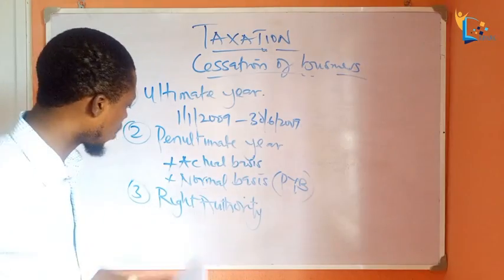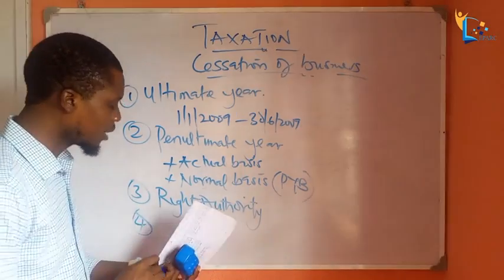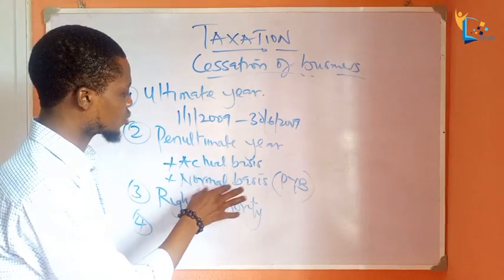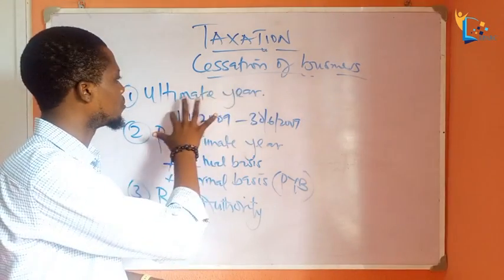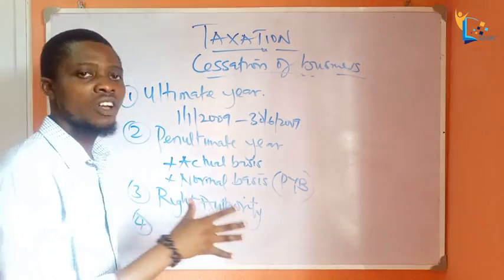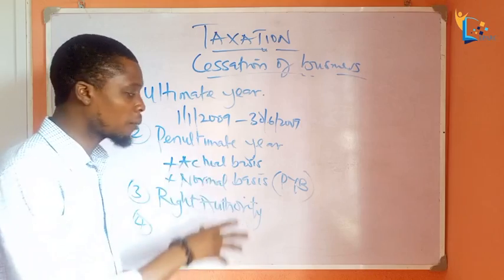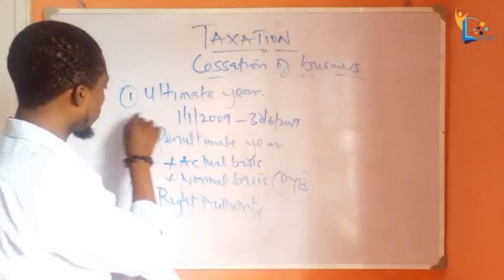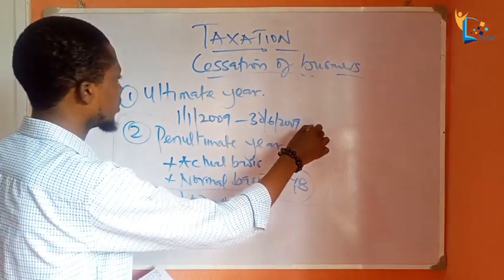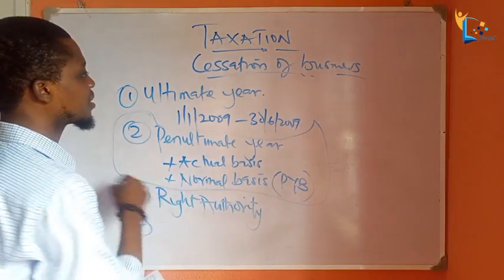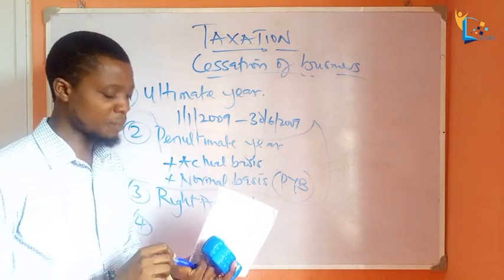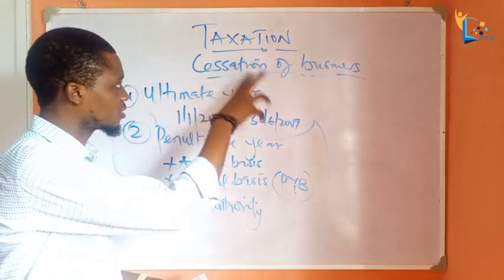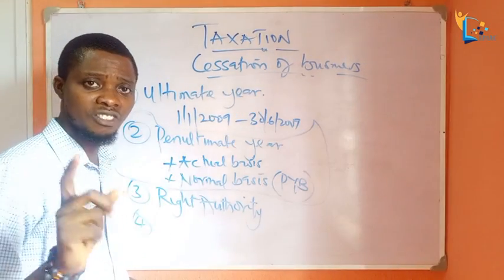Then the last one is either the actual or the normal basis, or the cessation of business. The rules governing cessation of business help in decision making, because our emphasis is majorly on this. That's the emphasis on cessation of business. The penultimate year is the crux of the matter. So the penultimate year helps in decision making.